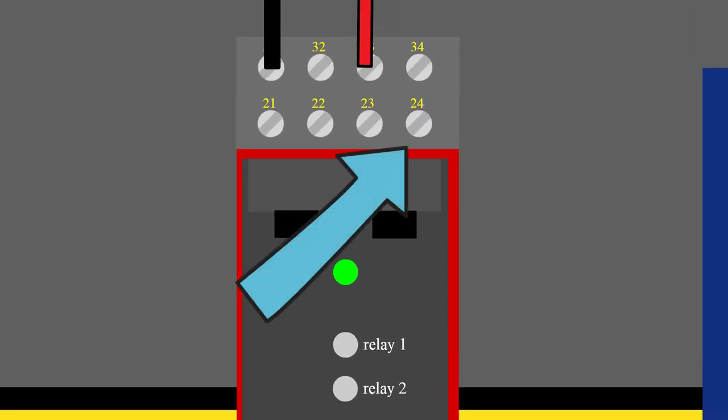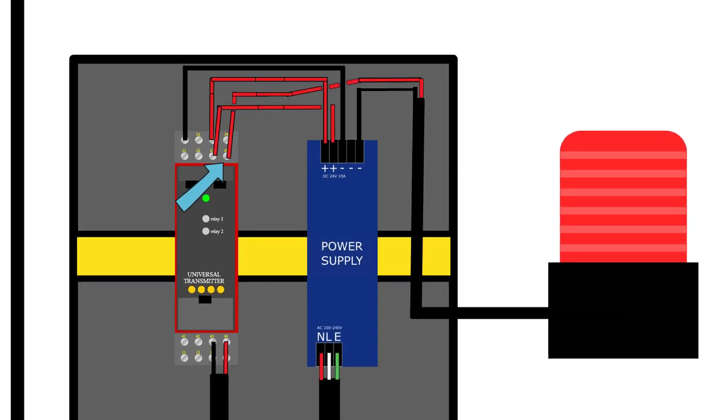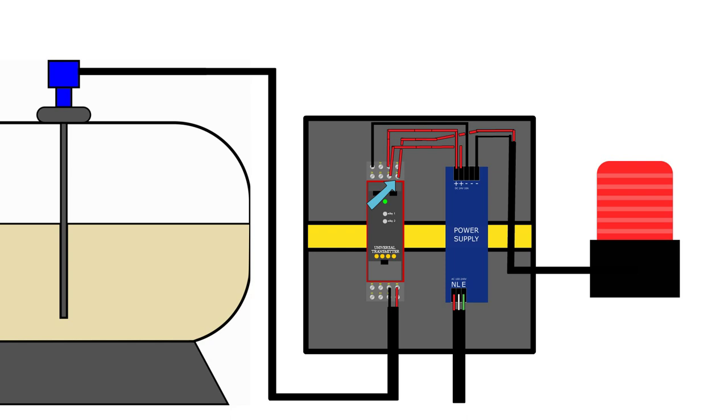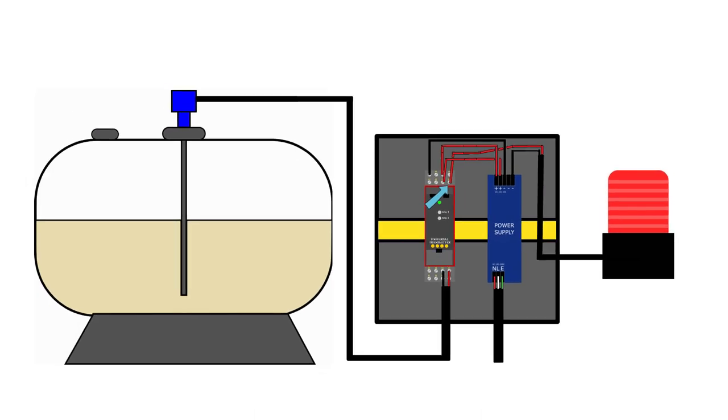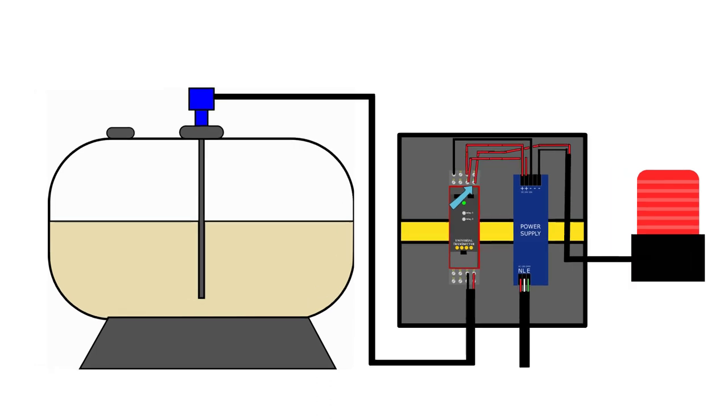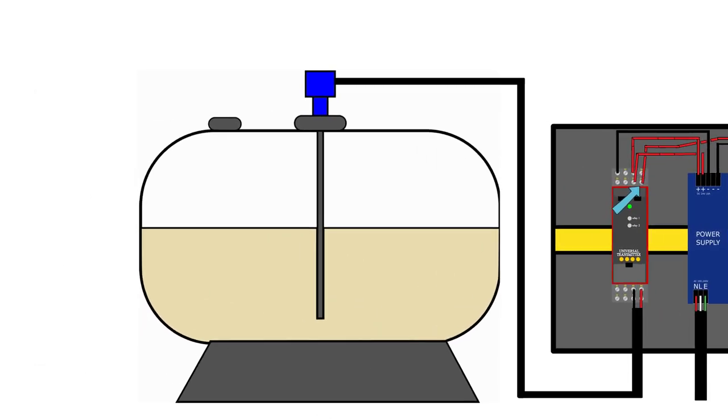We can then wire from our power supply through our trip amp contact and into our beacon. We have now used the trip amp's functionality to give us a digital action based on the analog value without the need for a PLC or other costly infrastructure.